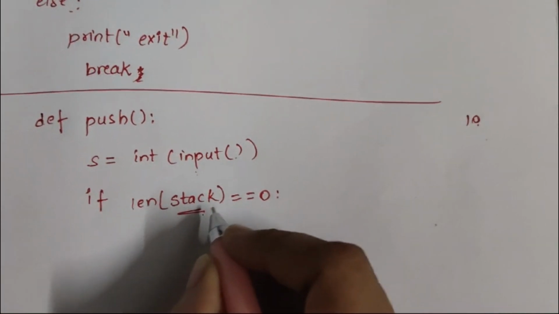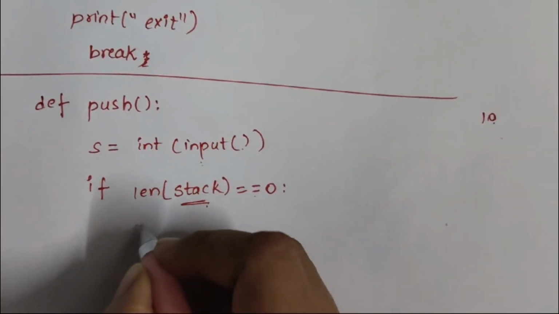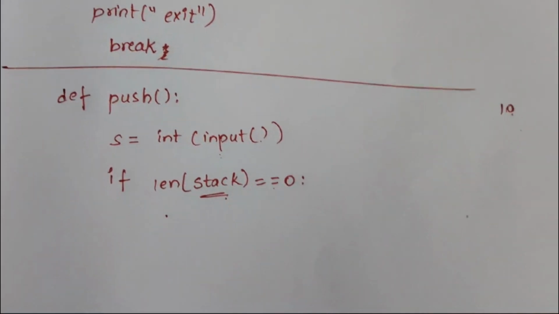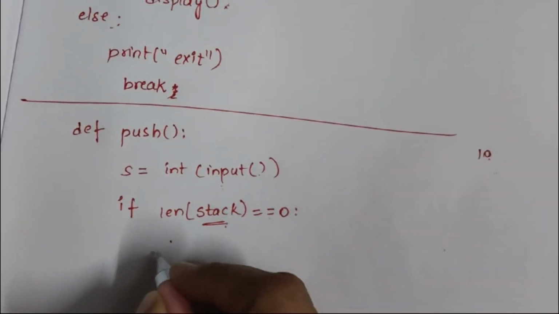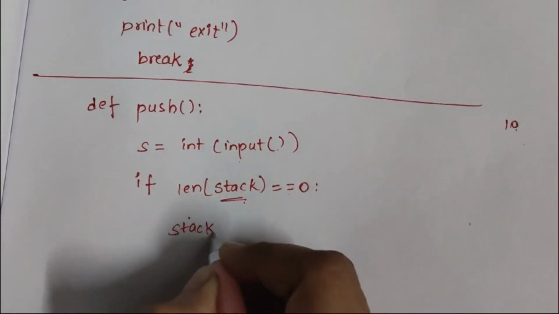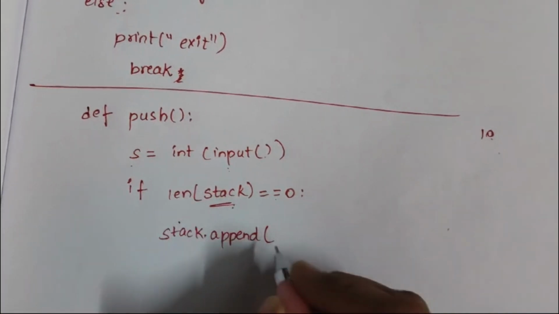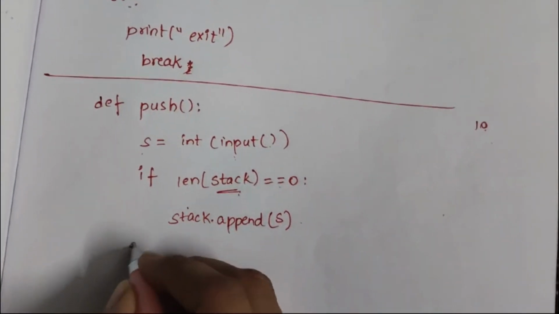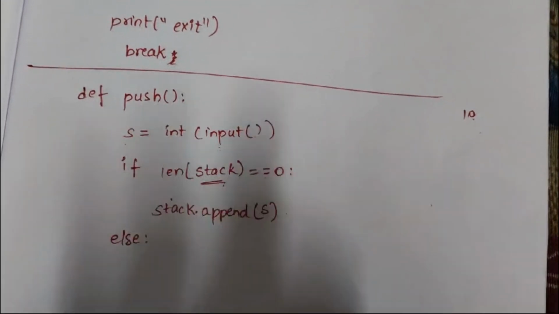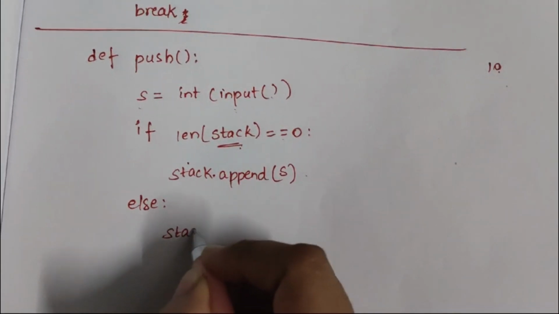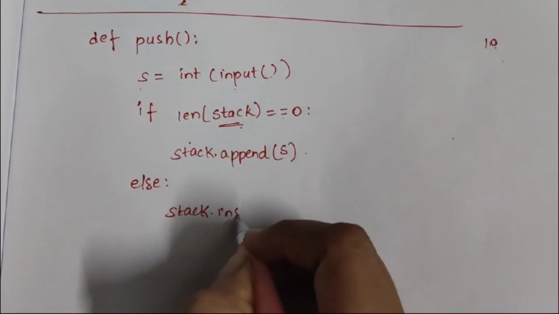So if the length of the stack is 0, then what you need to do is append the element. Stack dot append this element. Else, if it is not empty, then what you need to do is stack dot insert.